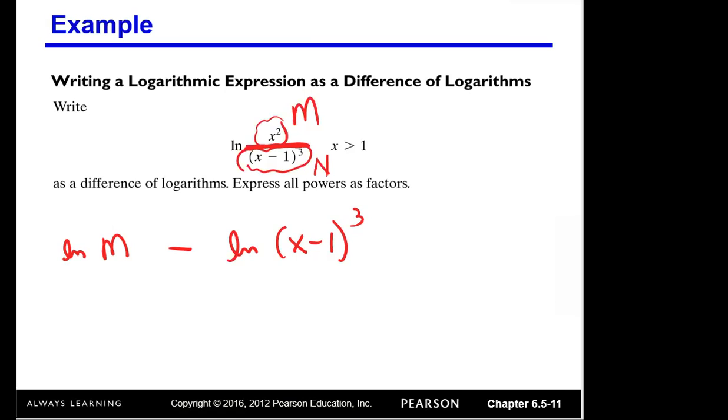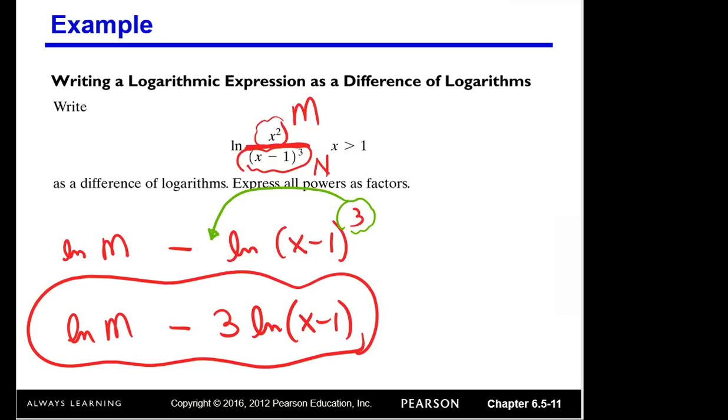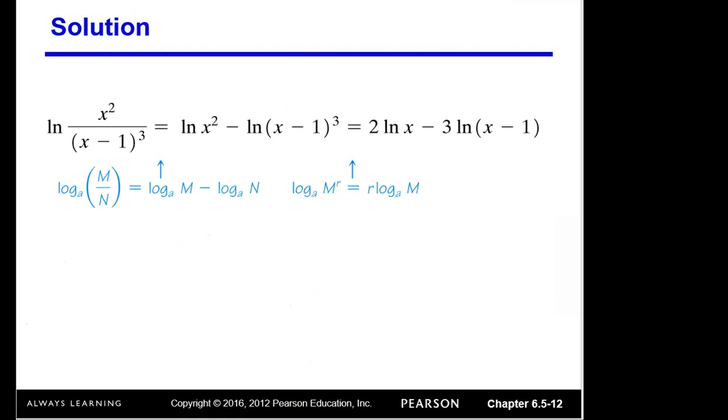But then I'm not supposed to have any exponents here. I have to use the rule that says make it a product, so it's going to fly out in front. So this ultimately is natural log of m minus 3 times the natural log of x minus 1, which is what they have.